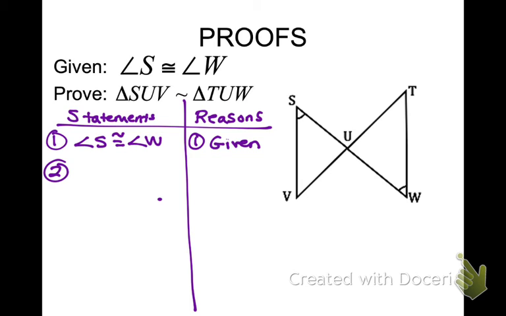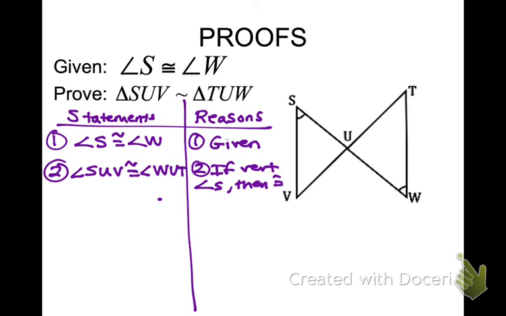So line 2, let's name those congruent angles in the middle. So angle SUV is congruent to angle WUT. If what, then what? Good. If vert angles, then congruent. So now I have one set of congruent angles, a second set of congruent angles, so now I'm done.